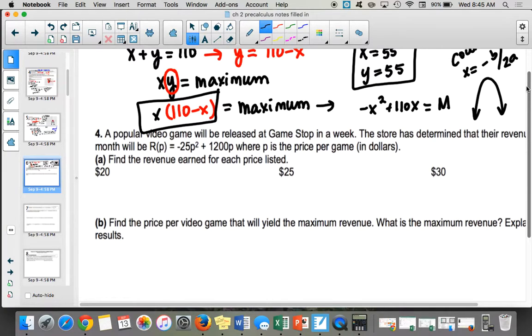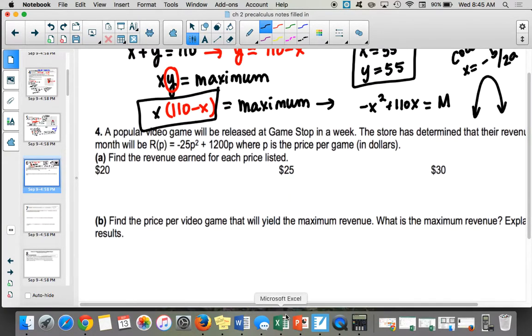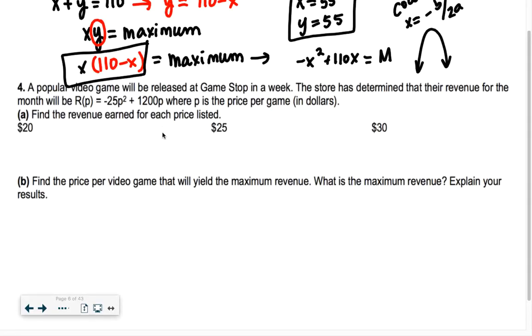Okay, so a popular video game will be released at GameStop in a week. The store has determined that their revenue will be R of P equals negative 25P squared plus 1200P, where P is the price per game in dollars. So find the revenue earned for each price listed.